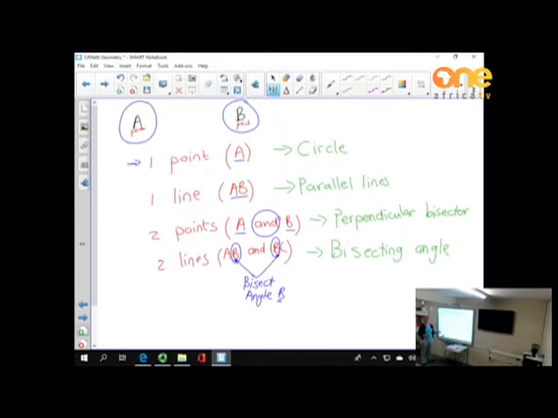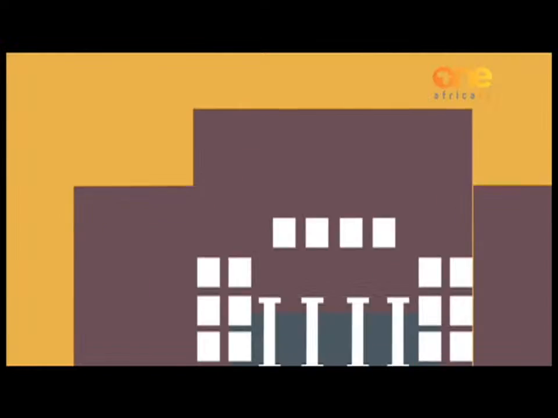Attached is worksheet 1 for LOCI. Please do that worksheet for homework, and in the next period we will mark that worksheet.